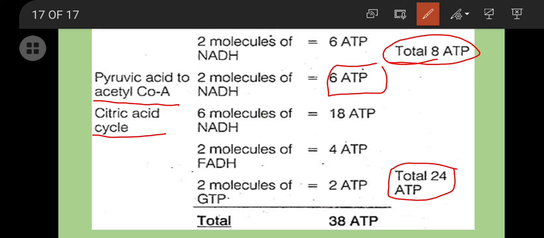So finally 38 ATP molecules are produced by oxidation of one glucose molecule. So this is all about the Krebs cycle.